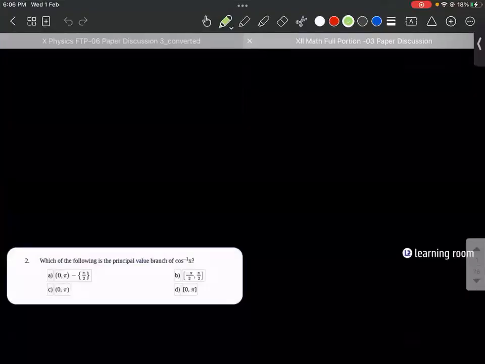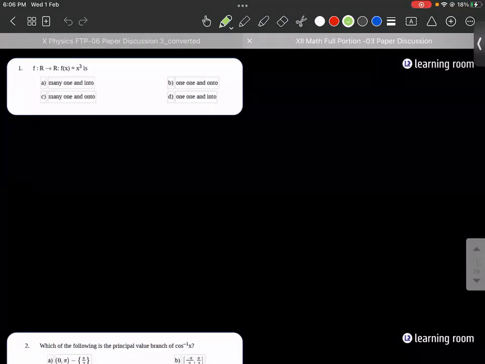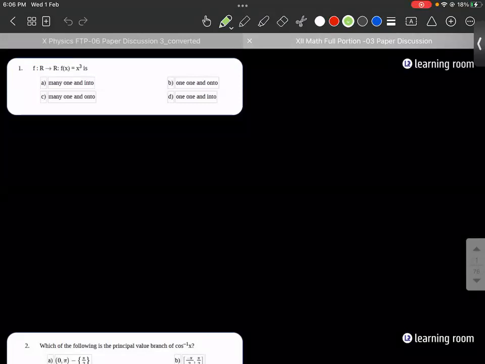What is the answer for the first one? Sir, option A. How is it a many-to-one function? Since it's from real number to real number and it's x cube, no, sir. X cube means what will happen? Many-to-one means two numbers will generate the same output. Oh, no, sir. Then what is the answer?